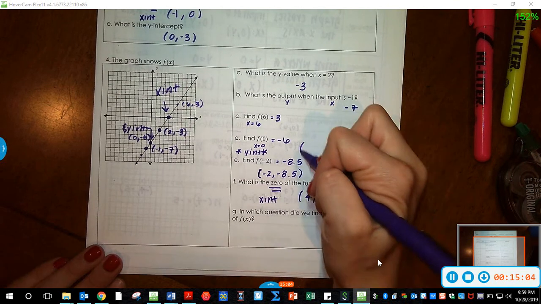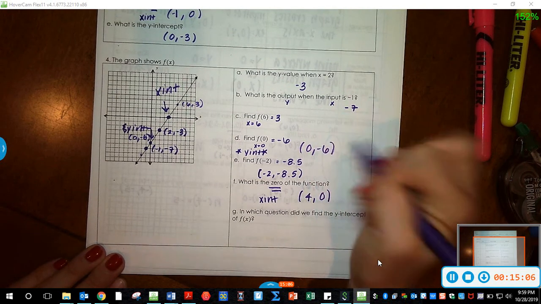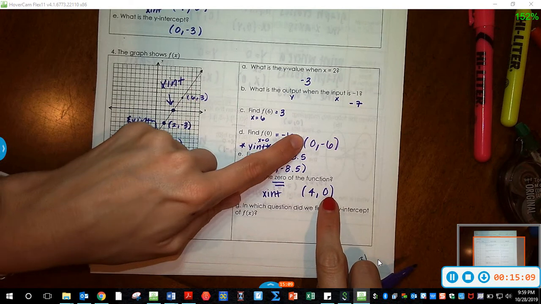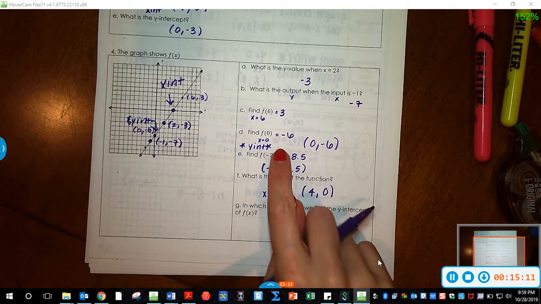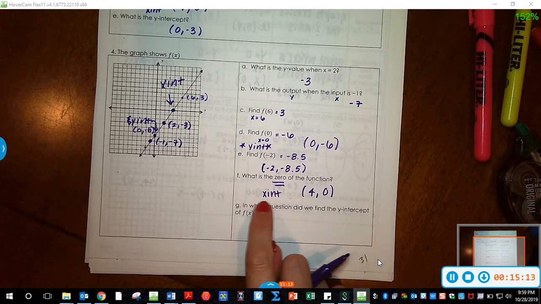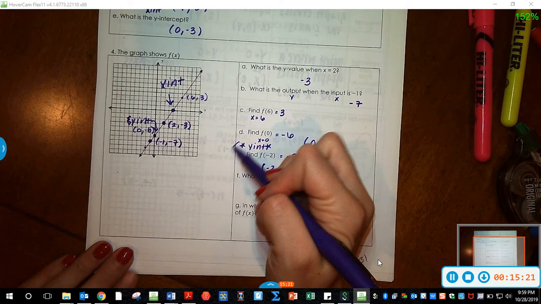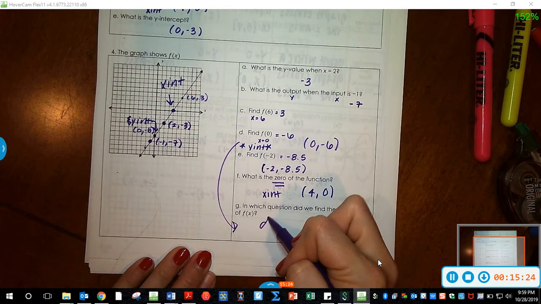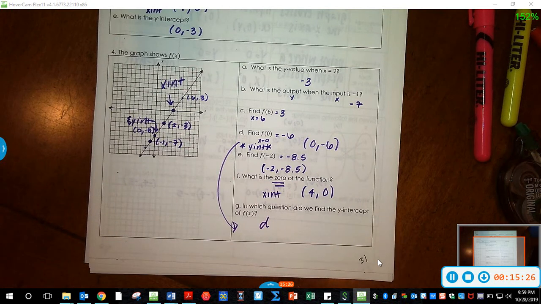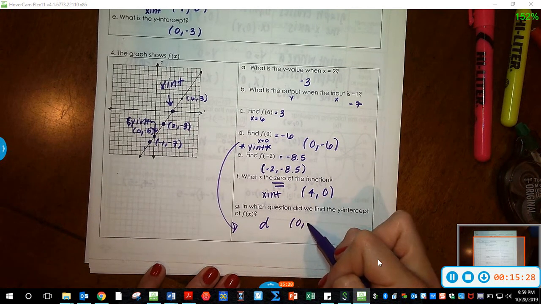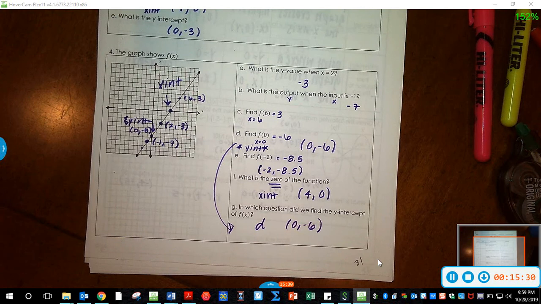My y-intercept we know is 0, negative 6. So again, remember, they both have zeros. The y is in the x. For the x-intercept, the y is 0. So, in which question did we find the y-intercept? D. We know it's 0, negative 6. Good.